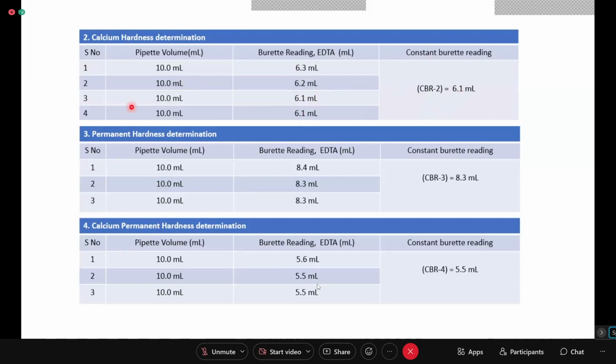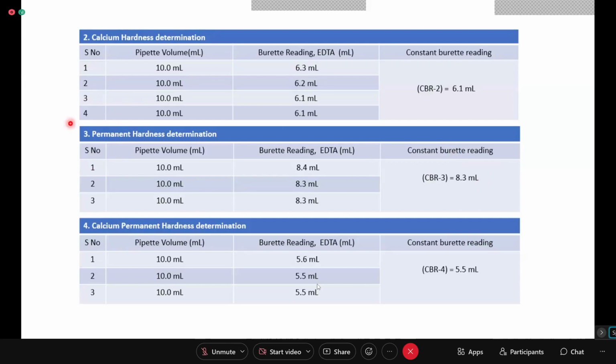Then what you have done, you took 100 ml hard water, synthetic hard water, boiled it. After boiling it, it is containing only permanent hardness. When you determine that the burette reading, constant burette reading is 8.3 ml. So we wrote here CBR3 as 8.3. So this 8.3 will correspond to permanent hardness.